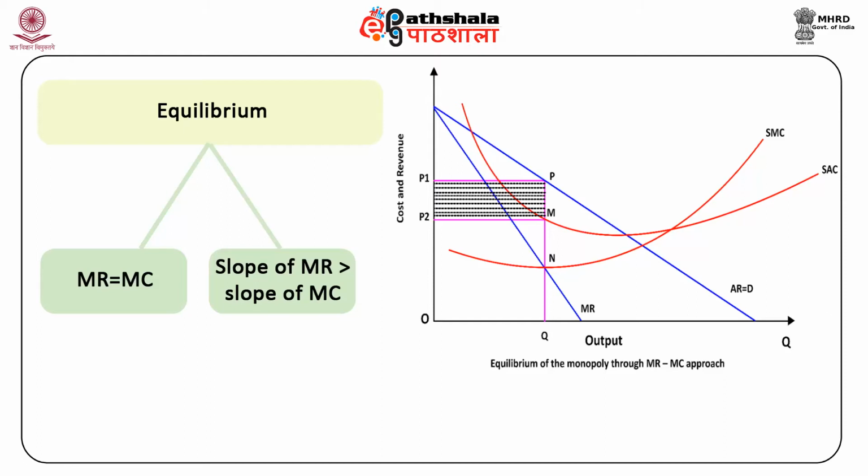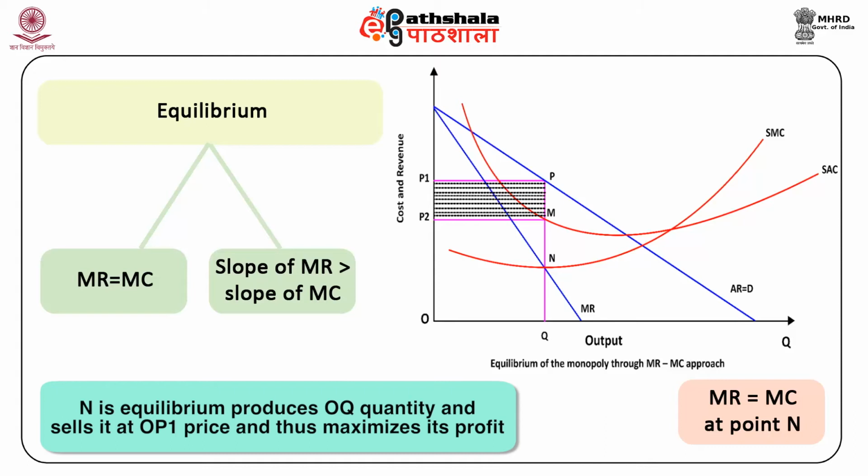Consider the figure. MR is equal to MC at point N. Correspondingly, the profit maximizing point or the equilibrium point of the firm is N, where a monopolistic firm produces OQ quantity and sells it at OP1 price and thus maximizes its profit.